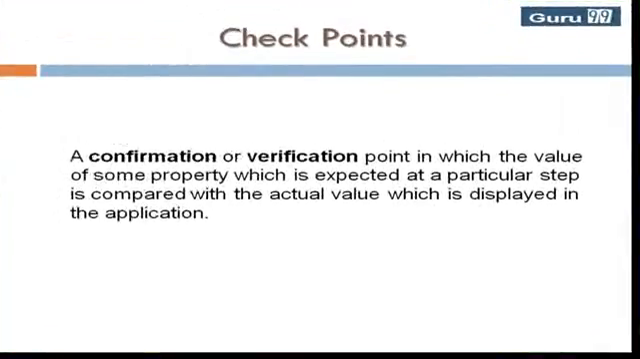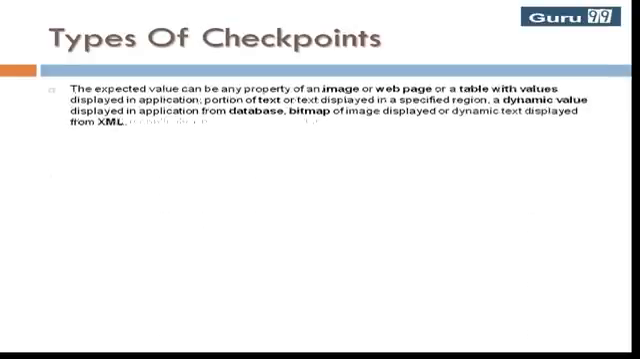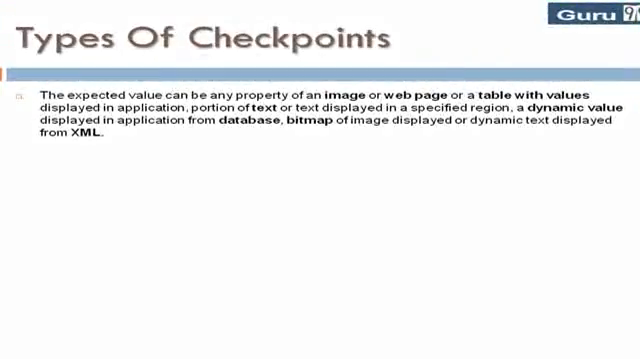A checkpoint is a confirmation or verification point in which the value of some property which is expected at a particular step is compared with the actual value which is displayed in the application. The expected value can be any property of an image or web page, or a table with values displayed in the application, a portion of text or text displayed in a specific region, a dynamic value displayed in the application from a database, a bitmap of an image displayed, or dynamic text displayed from XML.